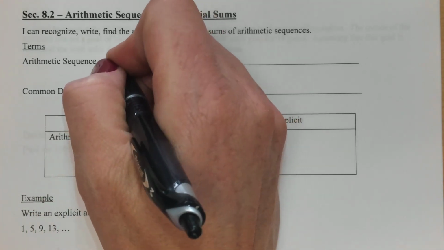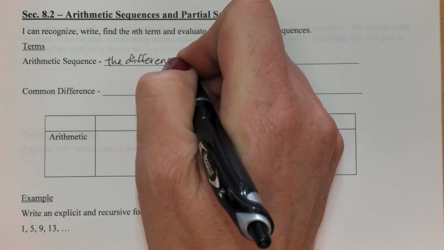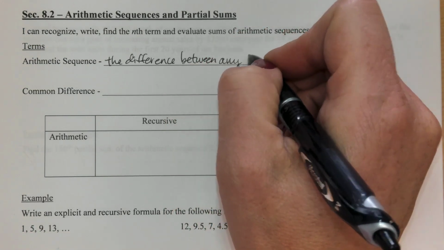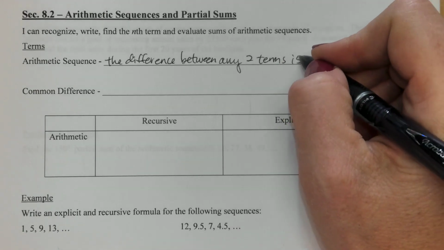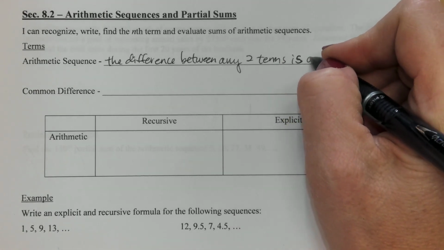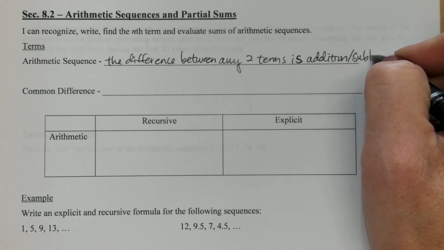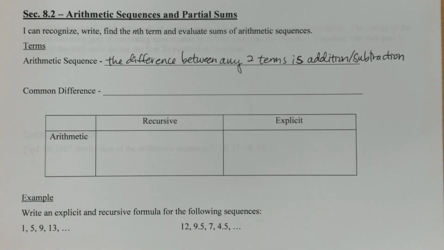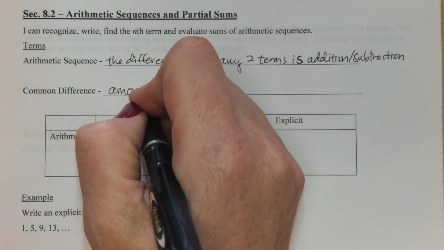So arithmetic is where the difference between any two terms is addition or subtraction. So if you're adding the same amount each time or subtracting the same amount each time, that is called an arithmetic sequence. The common difference is the amount that you're going up or down by.